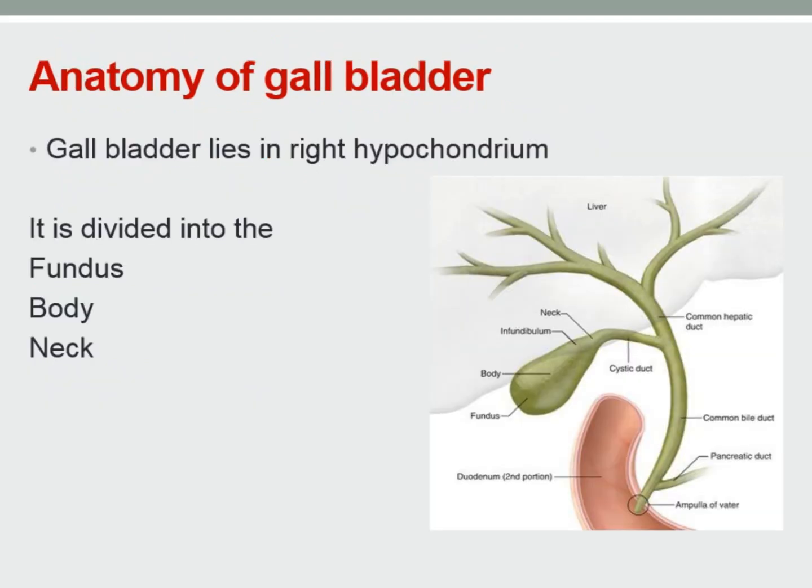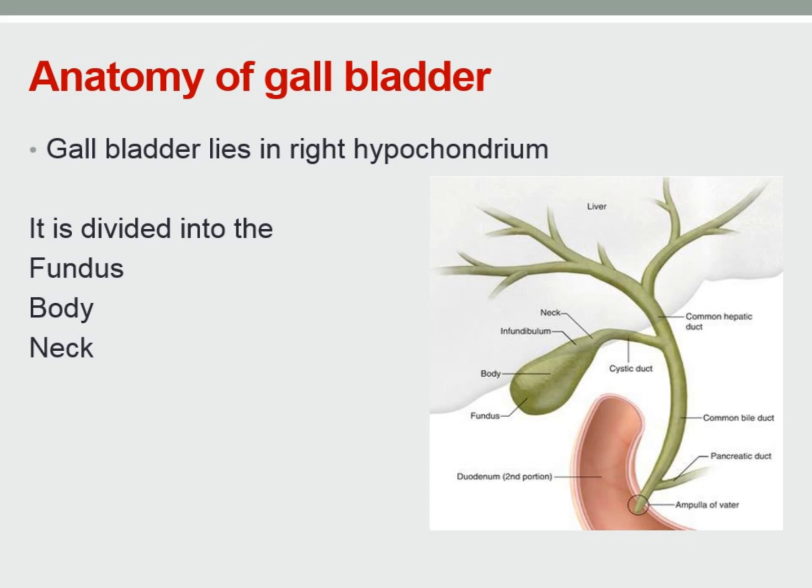First of all, a brief review regarding the anatomy of the gallbladder. The gallbladder lies in the right hypochondrium on the inner surface of the liver between segment 4 and segment 5. It divides into the fundus, which is the most inferior part, the body, and the neck. In the region of the neck, there's a small pouch called the infundibulum or Hartmann's pouch. It's a common site for gallstone impaction.